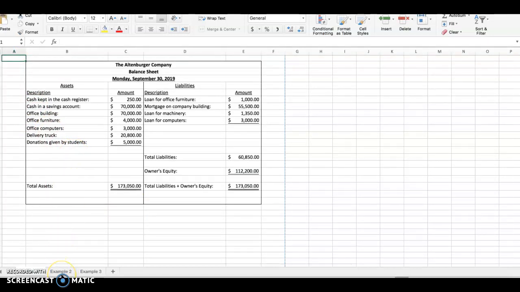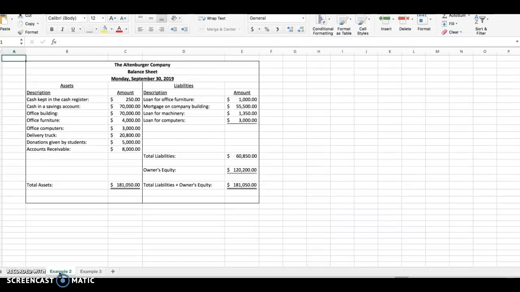Down at the bottom, you see tabs. If you're familiar at all with Excel, you know what that looks like. You can get different pages on the same spreadsheet. So we are on this page called Example 1. Now let's go click on this tab, and now we are in Example 2.